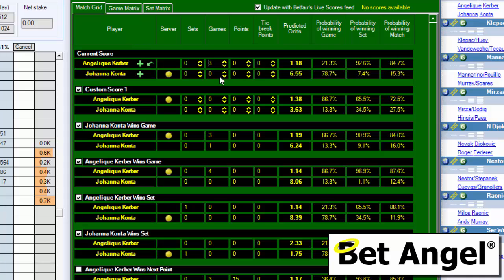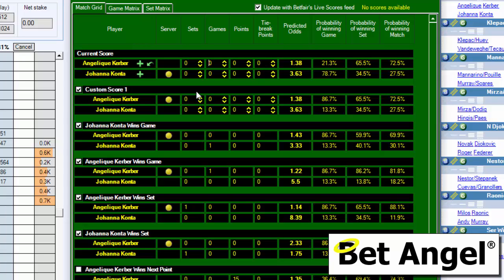And we can sort of fiddle around with a number of different scenarios here and work out where we think the match could be at any one particular point. But the reason that we've got these predefined areas is it's just very quick. You'll probably want to know what happens if one or other player wins a game or a set. But let's have a look at some base scenarios here that you could trade off of.